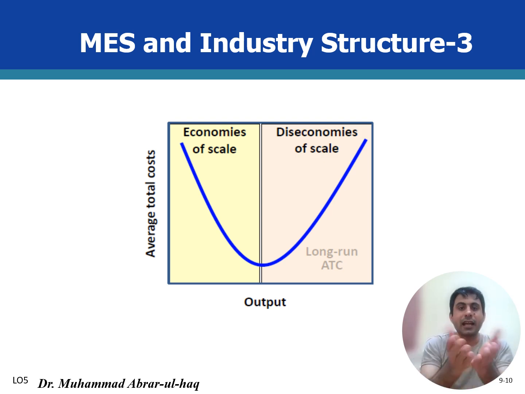In the described scenario, the MES occurs at a relatively low level of output, indicating that the industry or firms within it face limitations in achieving significant economies of scale. As a result, there are numerous small firms or small producers operating at or near their MES, each unable to achieve substantial cost advantages through scale expansion.